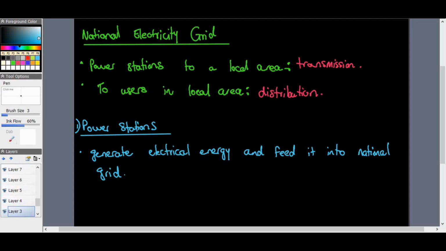Right. Let's talk about power stations first. That's the first component there. So at power stations, obviously, what do they do? They generate electrical energy and they feed it into the national grid at high voltages.